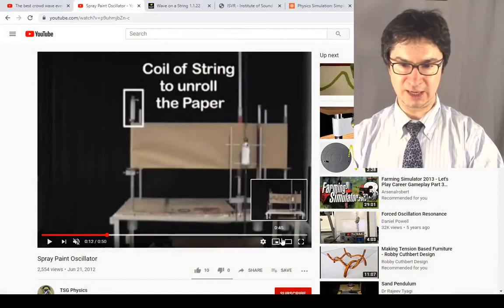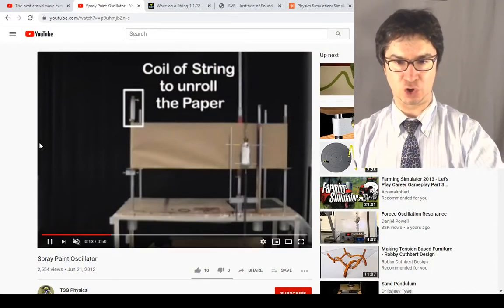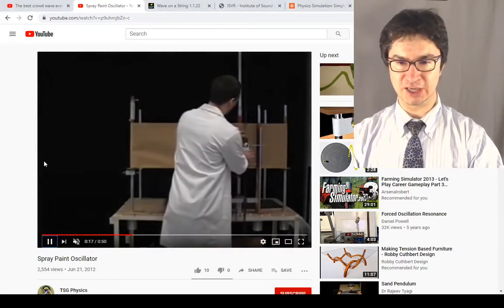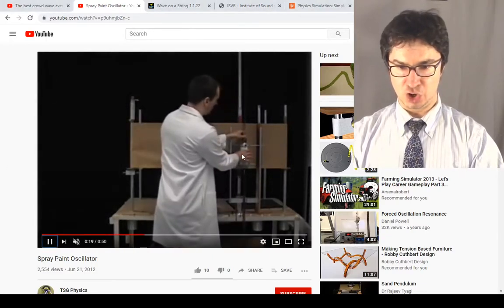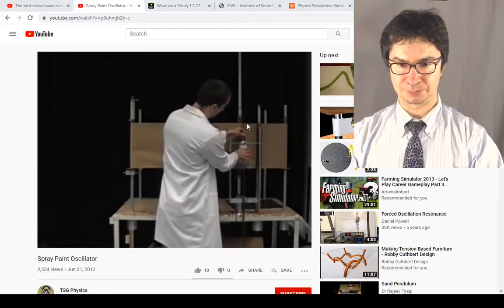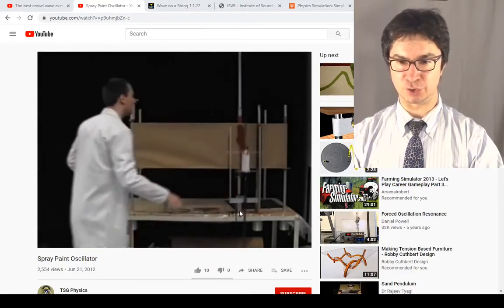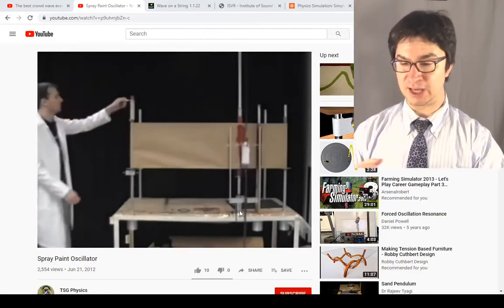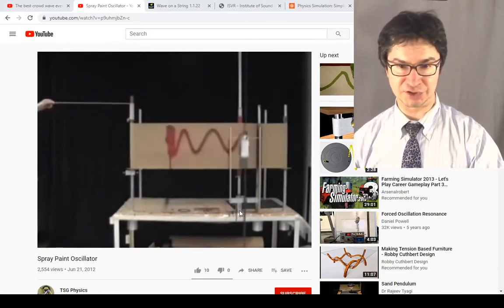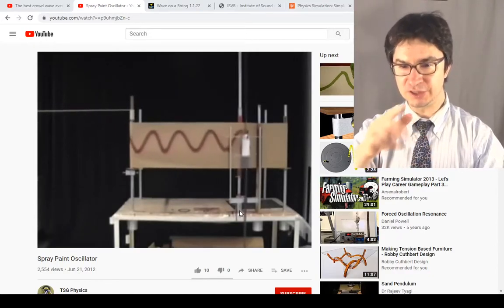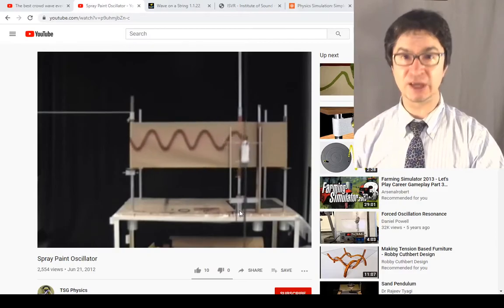Here we go. In this video, we're going to see a coil of string to unroll some paper. We're going to see a spray paint can on a spring, and you see that the scientist here is going to let go of that spray paint can. We all know the mass on a spring is going to oscillate up and down in simple harmonic motion, and look at that. As he unwinds the paper, you see the pattern that's traced out on the paper is a wave.